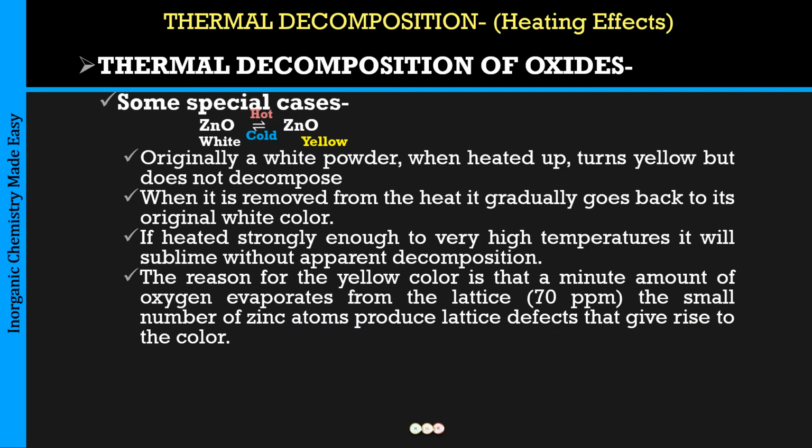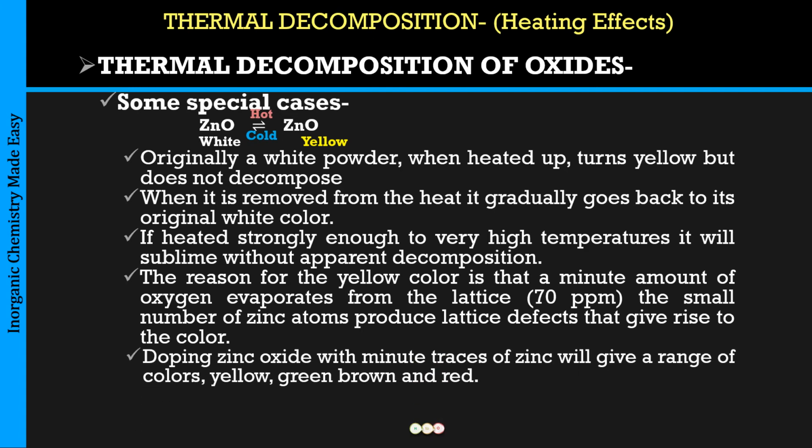I'll now explain this with the help of a diagram also, so that you have a complete understanding. The class 12 students, you must have studied it in the chapter solid state. If you do not remember, just revise it with me, because again this is going to be very important. Another thing you can remember is that if we dope zinc oxide with minute traces of zinc, this will give a range of colors: yellow, green, brown and red. Okay, so let us now understand how zinc oxide on heating becomes yellow in color and why on cooling it becomes white again. So this is going to be important.